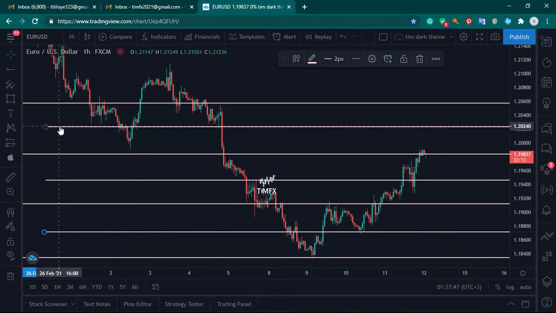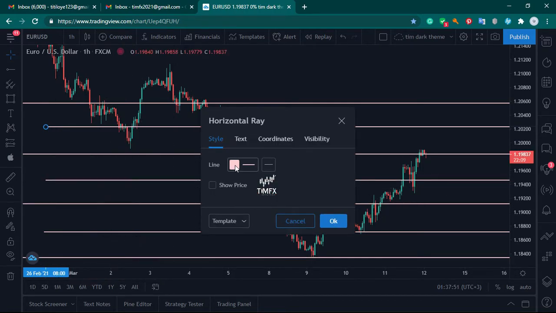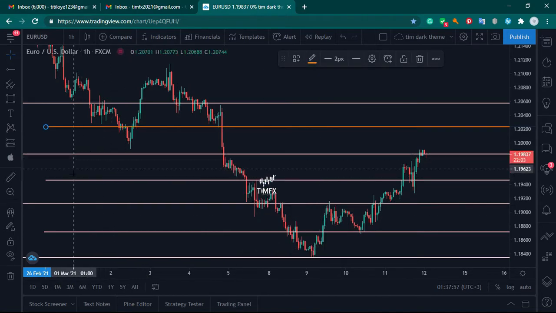Okay, so let's see the 1-hour time frame. Let me change the candlestick to be another color so that it won't confuse us. Okay, let me change it.